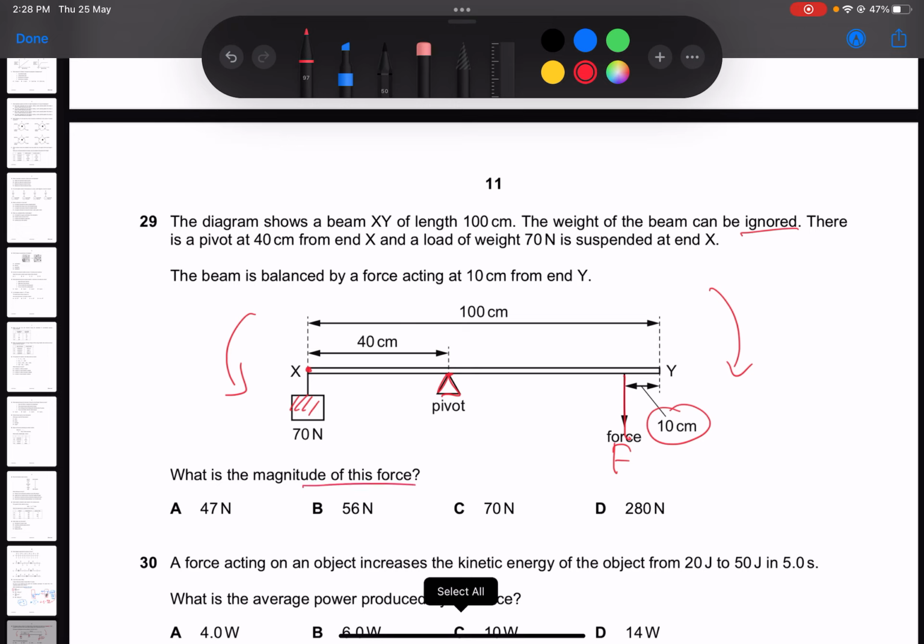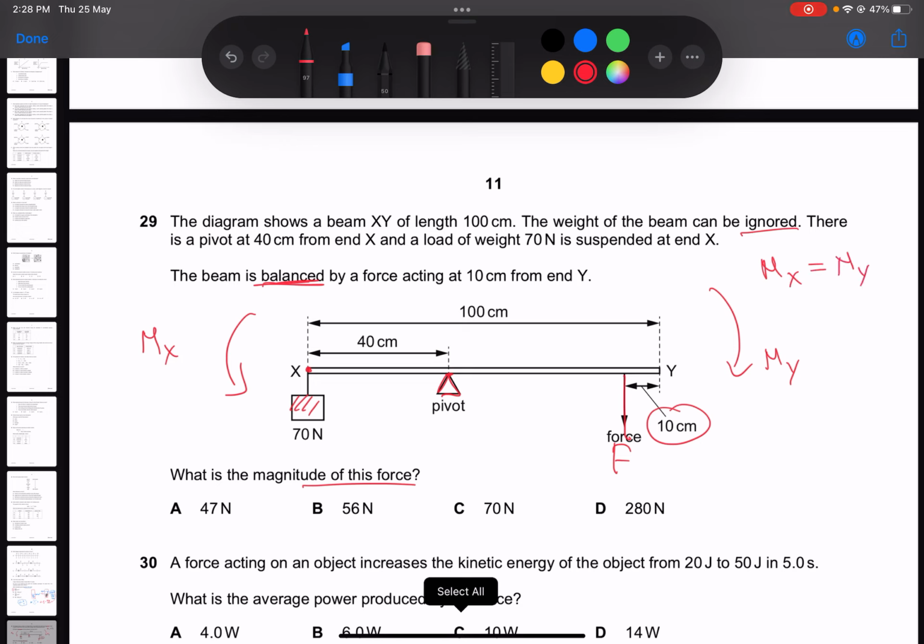We have two moments here, one clockwise and one counterclockwise. Moment X tends to rotate the beam in the counterclockwise direction. And we have another moment from Y, which tends to rotate in the clockwise direction. They're in balance, in equilibrium, that's what they're saying. So our moment Y has to be equal to moment X. For consistency, moment X equals moment Y.